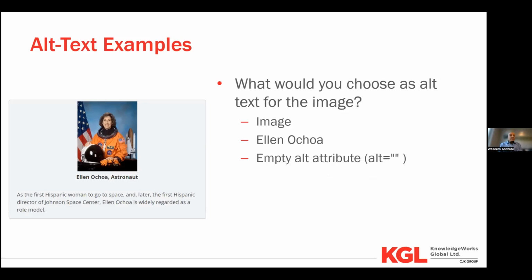Now let's change that a little bit. In this case, the name of the astronaut is now given under the image. So what would we use as the alt text in this case? Using "image" or "Ellen Ochoa" would be redundant. So this would need an empty alt attribute or a null tag in this particular case.